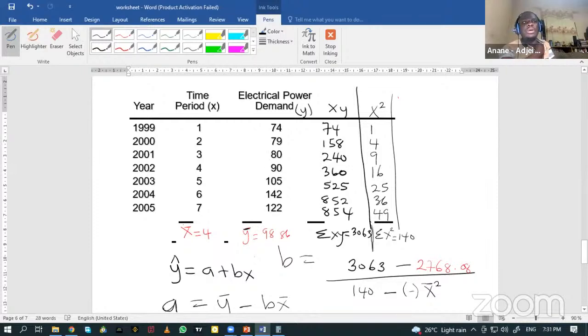So if it is what you are talking about, then what it means is that we are going to add all these figures together, and you divide it by the number. We are trying to find the mean of y. So all the guests, which is 7. So we added 74, 79, 80, 90, 105, 142, and 122.